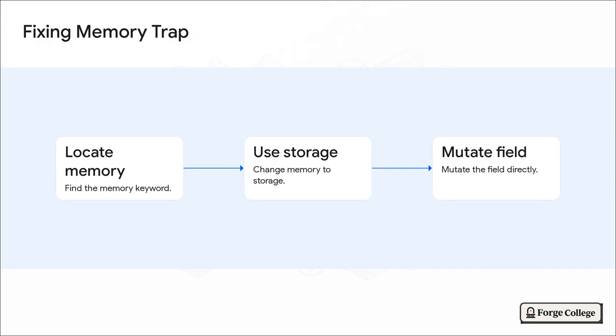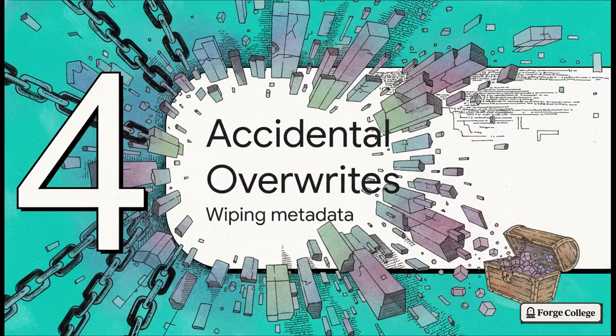Luckily, fixing the memory trap is super straightforward. Just a quick 3-step process. Step 1, locate that pesky memory keyword in your function. Step 2, swap it out and change memory to storage. Step 3, mutate the field directly. By using the storage keyword, you aren't making a photocopy anymore. You are creating a direct alias, a pointer straight to the exact storage slot inside your nested mapping. So when you change the quantity now, that change goes straight to the blockchain and persists permanently. Boom, fixed. Let's move to Section 4, accidental overwrites, wiping metadata.